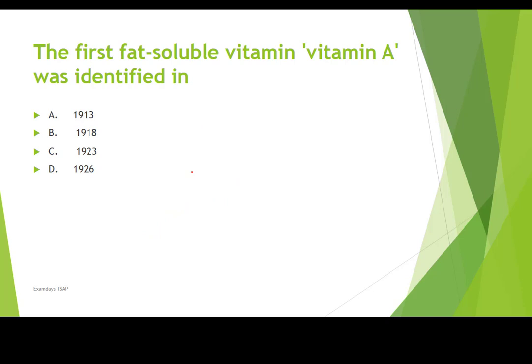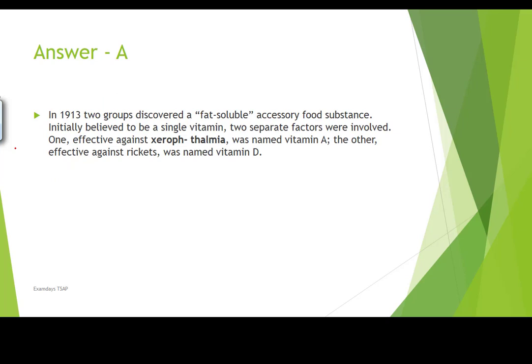The first fat soluble vitamin identified is vitamin A. Question once again. The first fat soluble vitamin A was identified in A, 1913, B, 1918, C, 1923, and D, 1926. What is the answer? The first fat soluble vitamin A was identified in 1913. Yes, 1913.